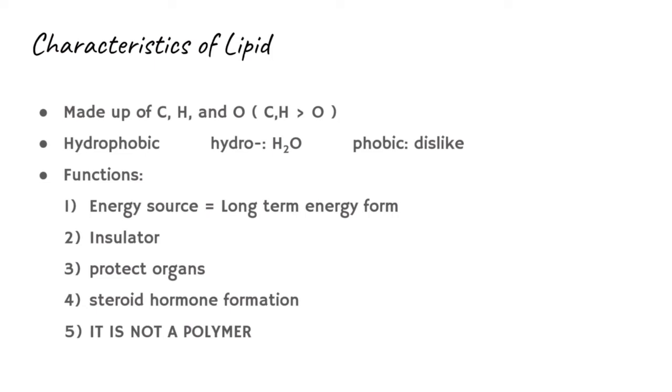The last function is also very important. Unlike other macromolecules, lipid is not a polymer. Although monomers make polymers and polymers make macromolecules, lipid just has different kinds and doesn't have monomers or polymers. Now we'll move on to talk about those different kinds of lipids.